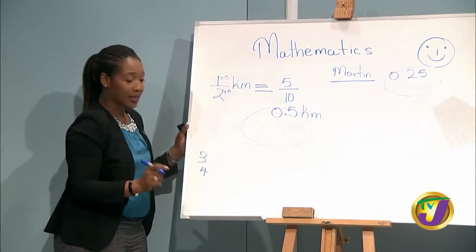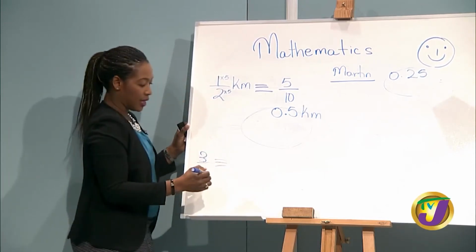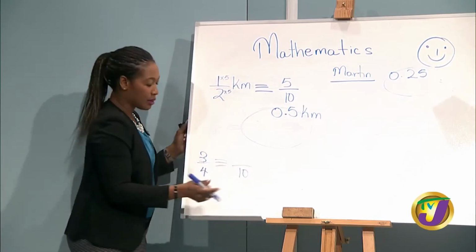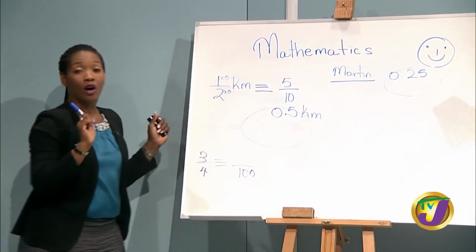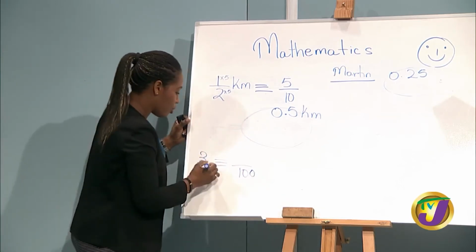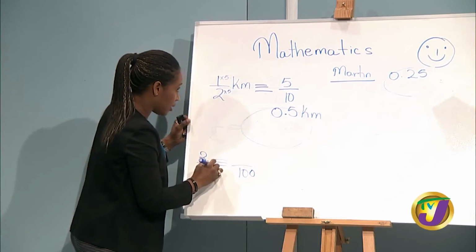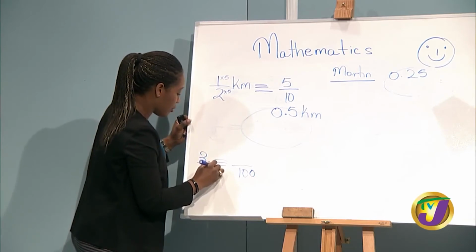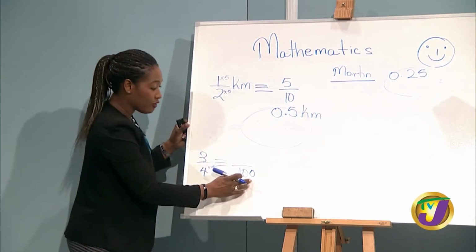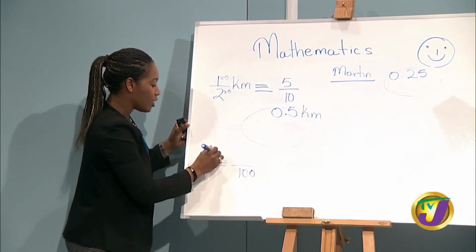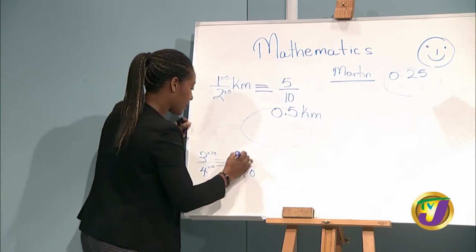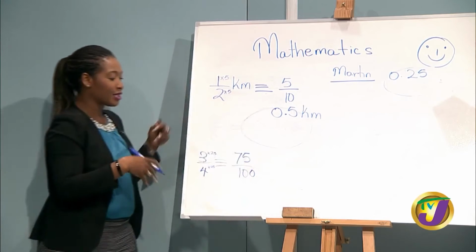What about 3/4? So we must find an equivalent. 10, let's see, is 4 a factor of 10? It's not. So is 4 a factor of 100? Yes, it is. So 4 divided into 100 goes, that's what, 25 times? All right. So 4 multiplied by 25 will give me 100. I must do the same to my numerator. 3 multiplied by 25 gives me 75.